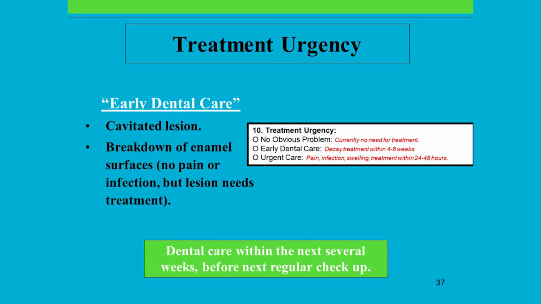When marking early dental care and treatment urgency, you are indicating that treatment is needed within several weeks of screening. In other words, the child is not in immediate pain, but the same early treatment is probably needed before the next routine dental visit. This slide outlines conditions that might require early dental care. These include a cavitated lesion or a lesion where the enamel is breaking down. Early dental care includes both pit and fissure and smooth surface decay with no pain or infection but needs treatment.